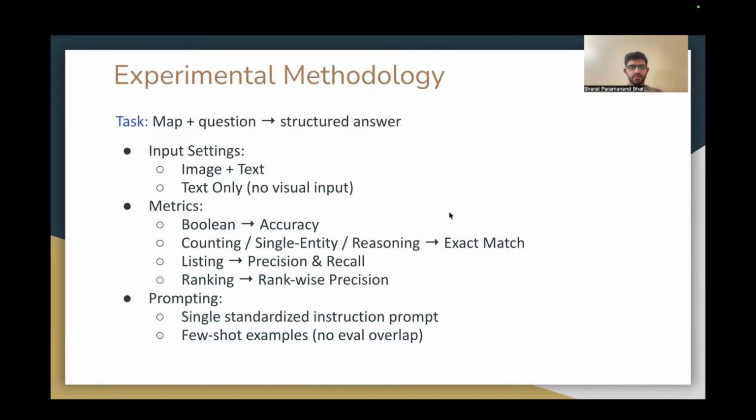So the experimental setup was as follows. The inputs were given in an image plus text format, where the map is the image and the question is the text, and the expected answers are text from the VLMs. We did two types of settings, one with image plus text and second with text only, to see how much muscle memory is being used. The metrics that were used for each of the answer formats are as follows. The prompting strategy that we used was a single standardized instruction prompt with few-shot examples.